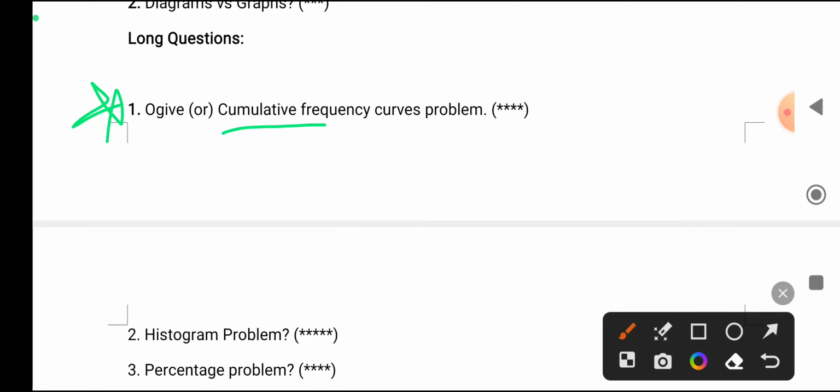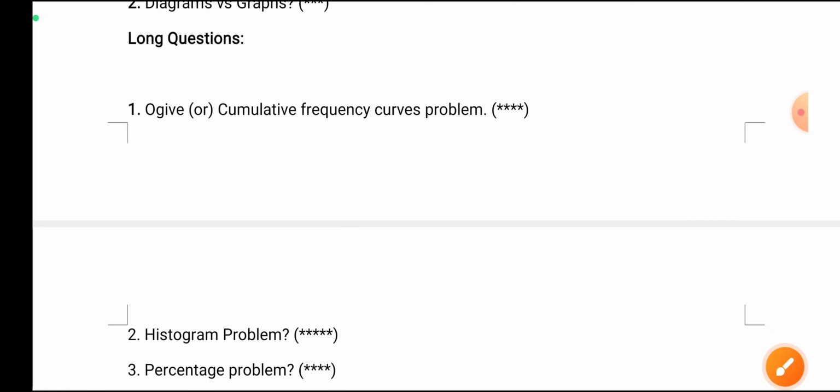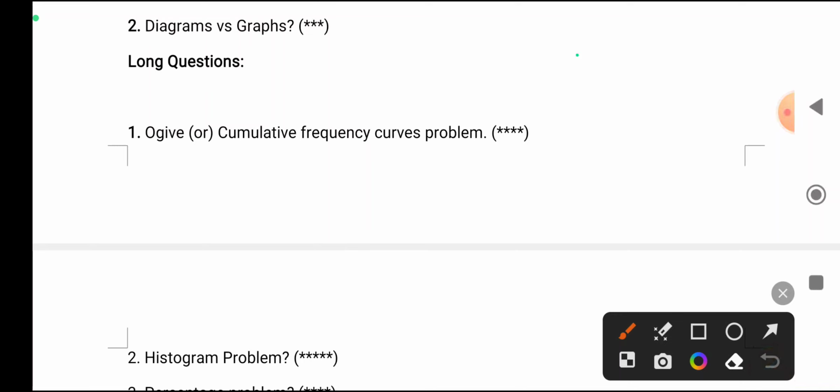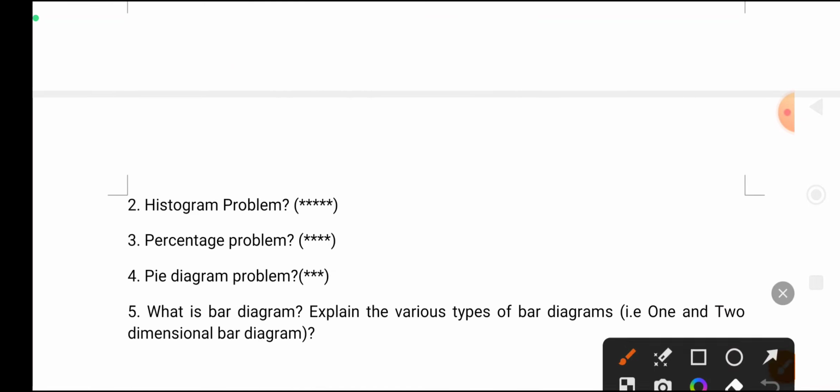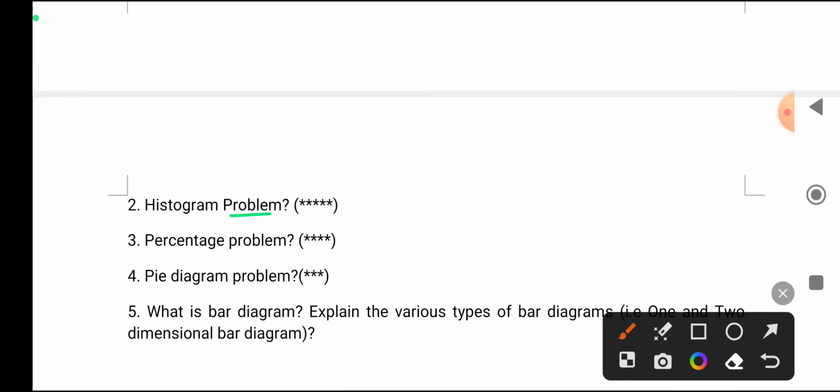You can also call it cumulative frequency curves: less than cumulative frequency, more than cumulative frequency. Two curves will be like this, they will intersect. The less than method curve and the more than method curve, two curves will come and intersect. This intersection point we will get as the median. And histogram, preparation of a histogram, one bar diagram will come, or percentage problems, then pie diagram problems.